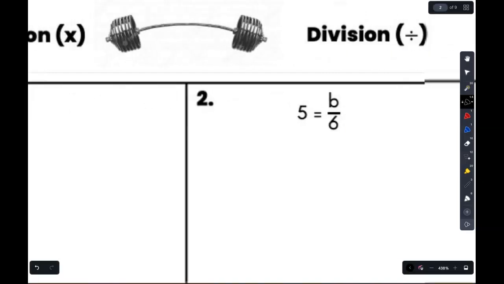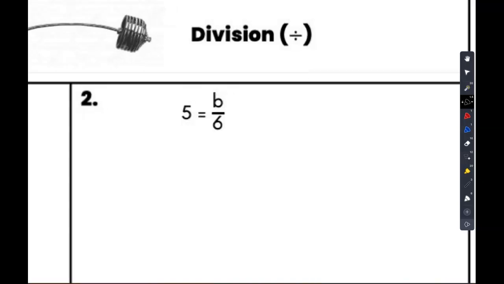Alright, now let's look at this one. We've got B being divided by 6. 5 is equal to B divided by 6. We do the opposite and multiply by 6. So to make this a fraction, I'm going to put it over 1. And like I said, do the same thing on both sides. Multiply by 6. Okay, these two 6's are going to cancel out, leaving B over 1, which is the same as B. And then 6 times 5 is going to be 30. So B is equal to 30.